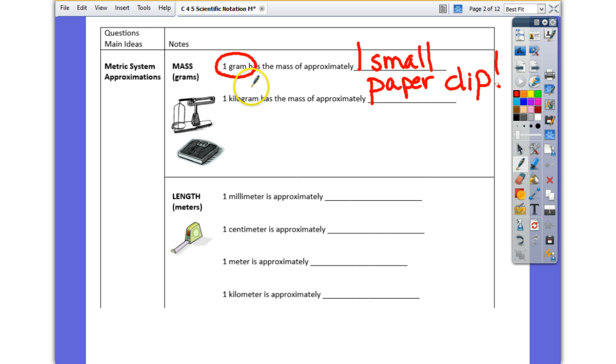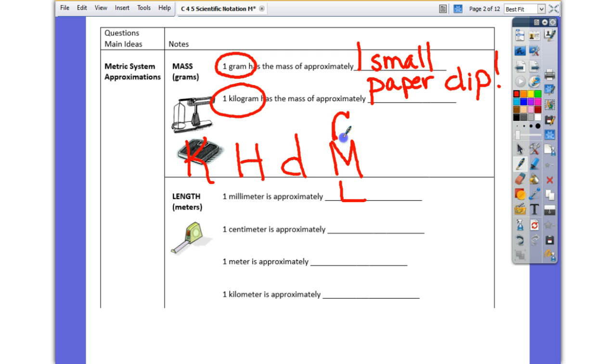Then you have a kilogram, because if you're in size, you were just talking about kilograms, hectograms, decagrams, grams, liters, or meters. And then we have decigrams, centigrams, or centimeters, and milli. You have grams, liters, or meters. Then you have deci, centi, and milli.